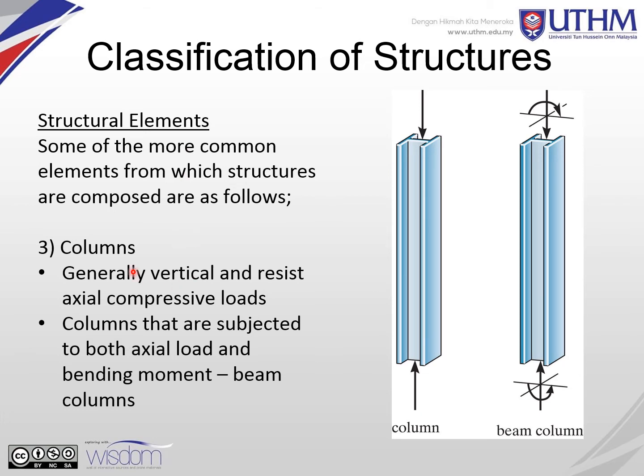Okay, so columns are generally vertical and resist axial compression, so the force will apply on top. On top of it, it will have the compressions towards the structure. The first one is the tie rope, which sustains the tensile load, but a column sustains the compressive load, where it will have the compressions.